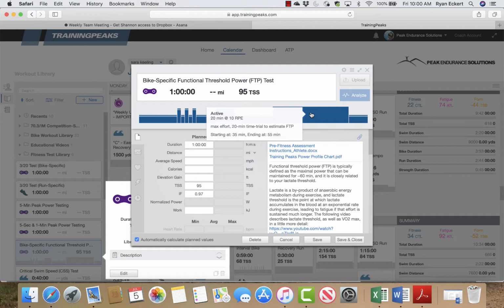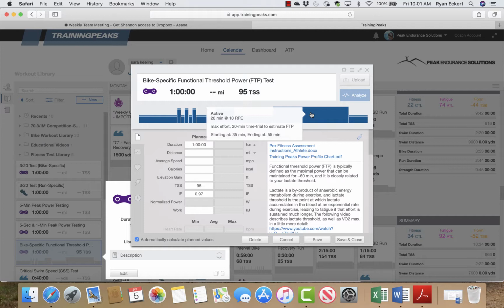So if you were getting fatigued before holding 180 watts because your threshold was 200 watts, well, now if you get your threshold up to 250 watts, 180 watts is probably going to feel a whole lot easier because you now have a higher threshold and you can tolerate higher power outputs without accumulating quite as much fatigue.